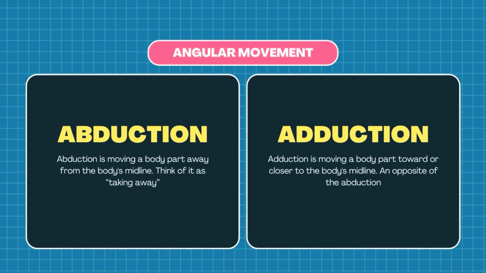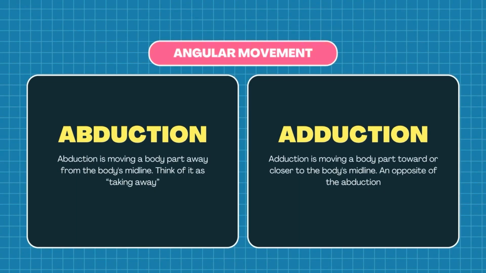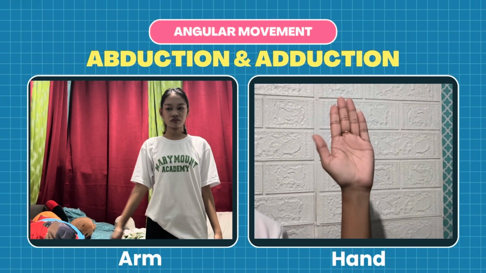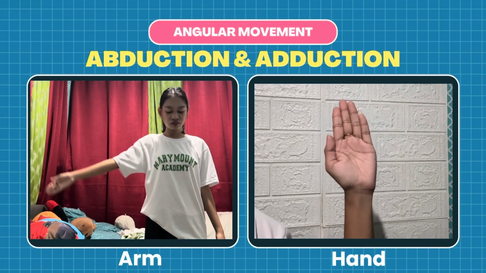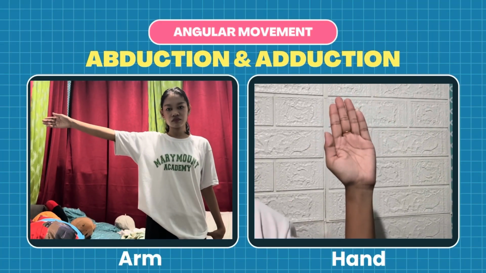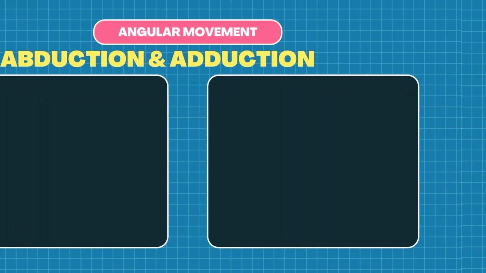Next, we also have abduction and adduction, wherein abduction is moving a body part away from the body's midline, and adduction is moving the body part toward or closer to the body's midline. Notice that it can also occur in the hand as the other fingers move away and toward the middle finger.